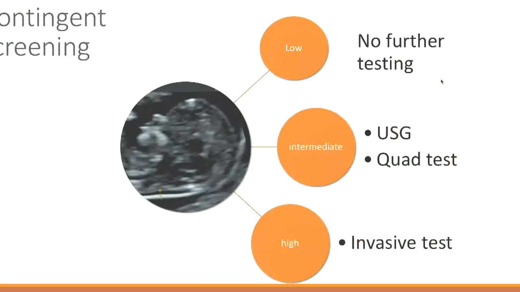The third and the most commonly used method is contingent screening. In contingent screening, we use a first trimester test, the combined test, and divide women into three groups: the low risk group, the high risk group and the intermediate group. The high risk women are then given an invasive test like CVS or amniocentesis. The low risk women are sent home, and no further testing is done on them. The intermediate group is then offered either a quadruple test, which is integrated with the combined test, or a genetic sonogram, or an NIPT.